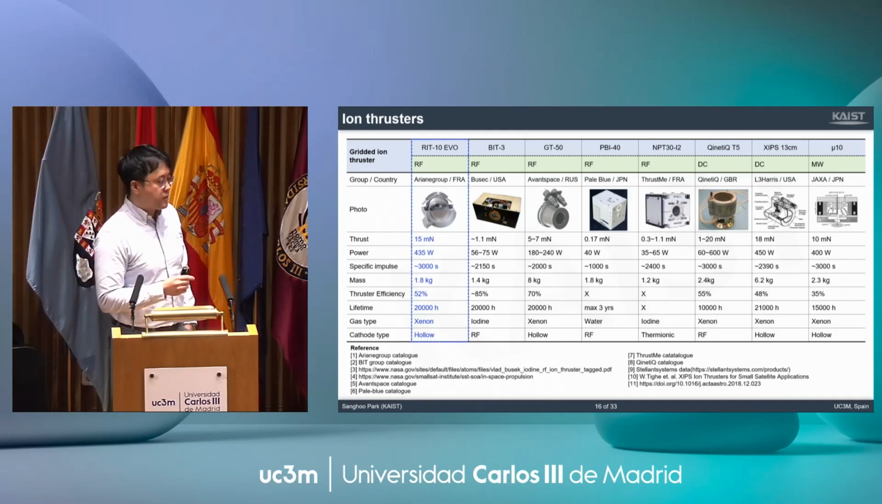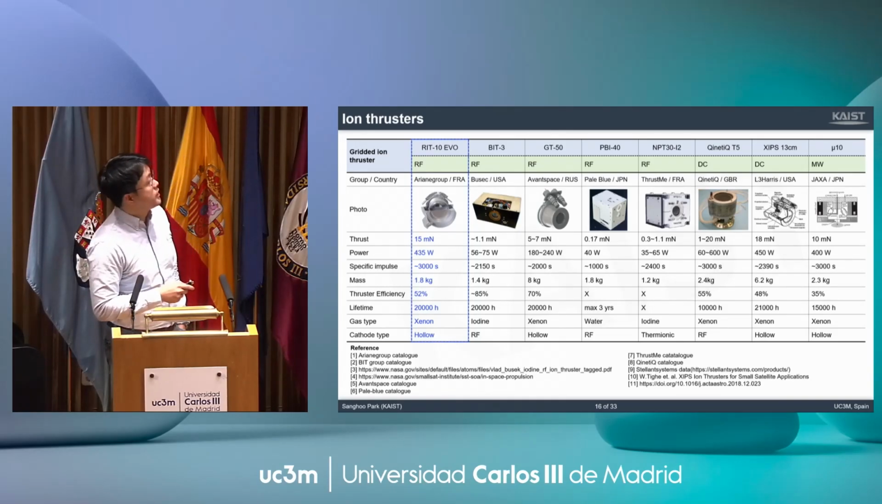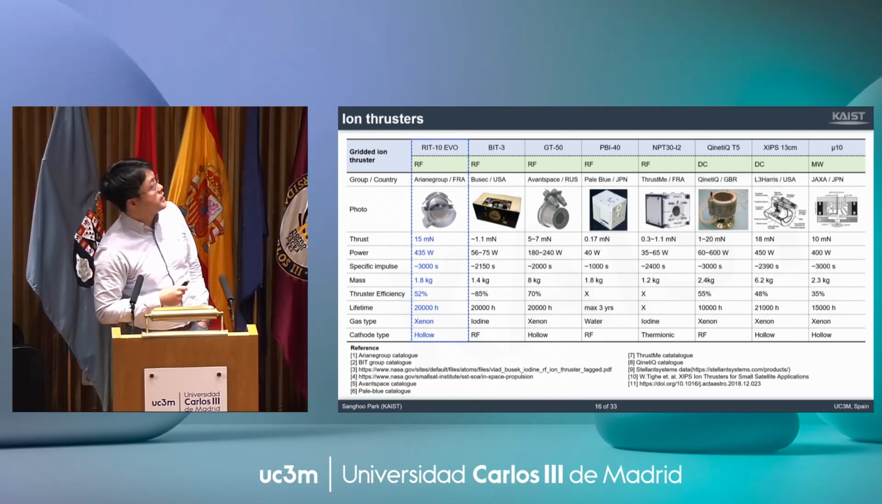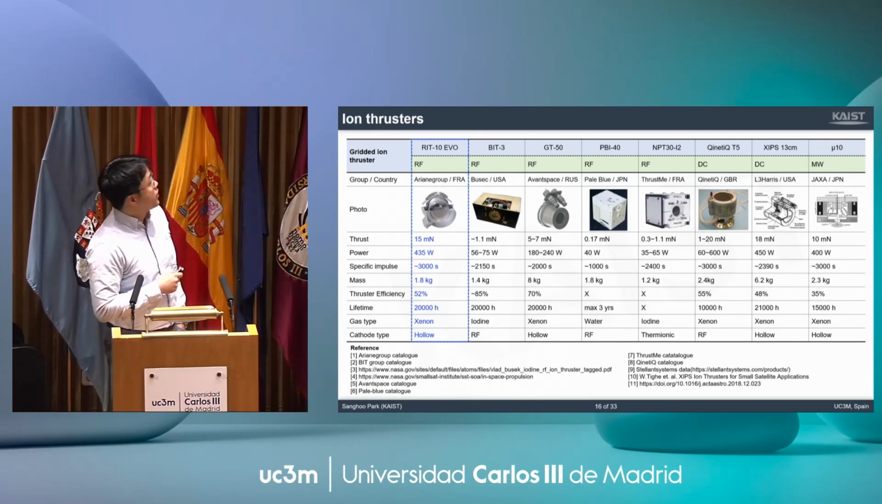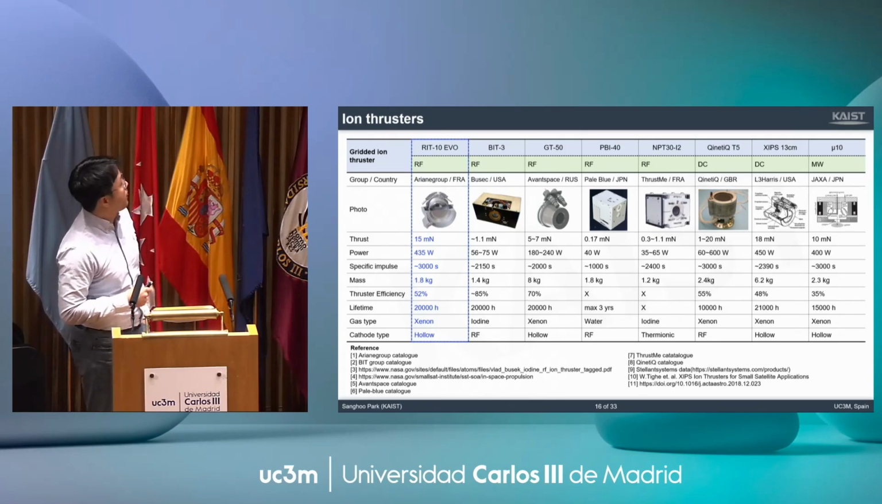So first of all, we need to summarize some very well-proven technology. Here you can see the very high quality commercialized radio frequency grid ion thrusters, for example, the RIT series and PUSAC and GT50 and other things like this. Okay, and they use very different types of propellant gas, from xenon to iodine as well as water. And also you can see very different thrusters depending on the power and many different cathode types, as you see here.